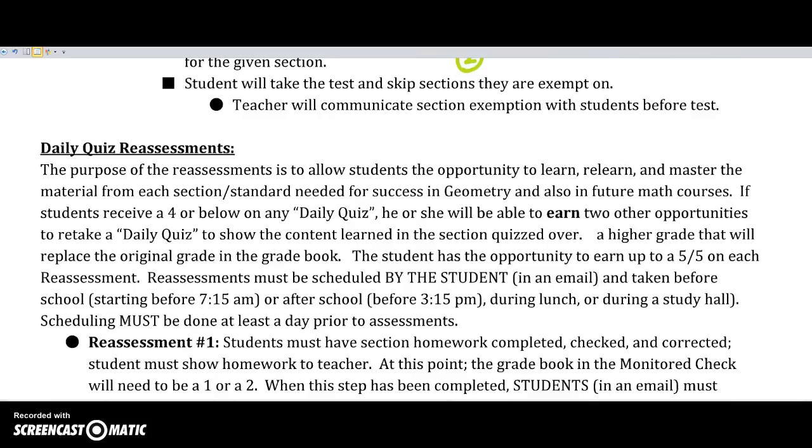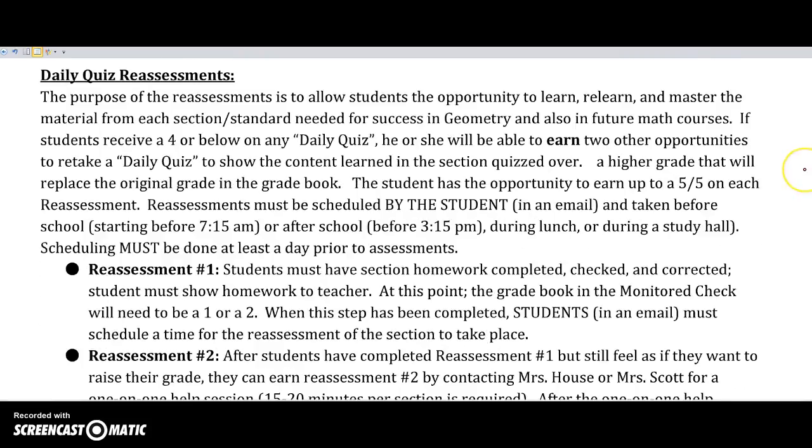All right. So this reassessment keeps coming up. So how do I earn the reassessment? And so here's what we're going to talk about now. The daily quizzes, remember, are the only thing we can reassess. So the purpose of the reassessment is to allow students the opportunity to learn, relearn, and master material from each section or standard needed for success in geometry and also in further math classes, since math does build on each other.